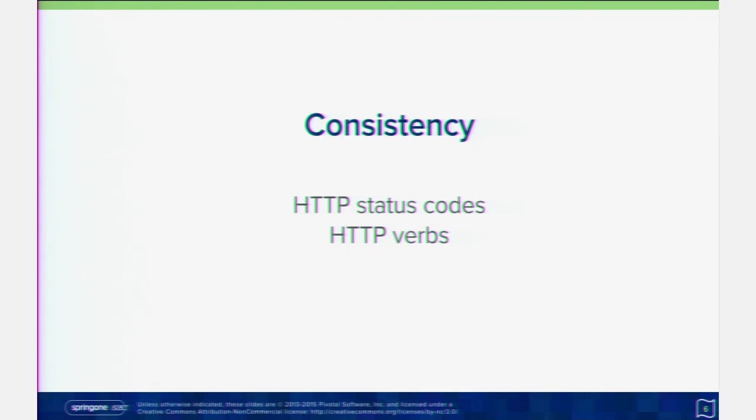Same with HTTP verbs. I talked a little bit about when you get up to level 2, you're now starting to use those verbs to control what will happen. So you use the GET HTTP verb for accessing things without making changes.